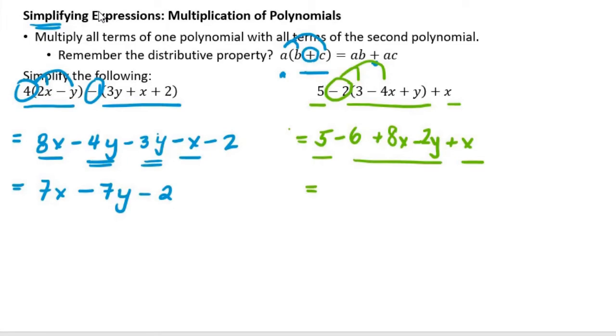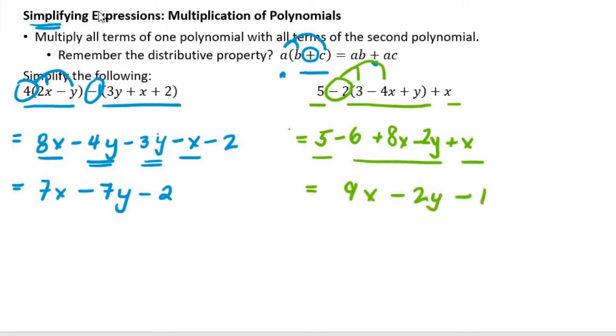I'll start in alphabetical order and then write the numerals, the numbers only, at the end. So we have 8x plus x is 9x. The 2y stands out on its own, so negative 2y follows next, and 5 minus 6 is negative 1.